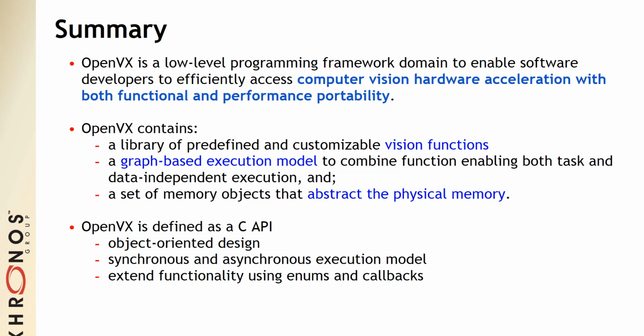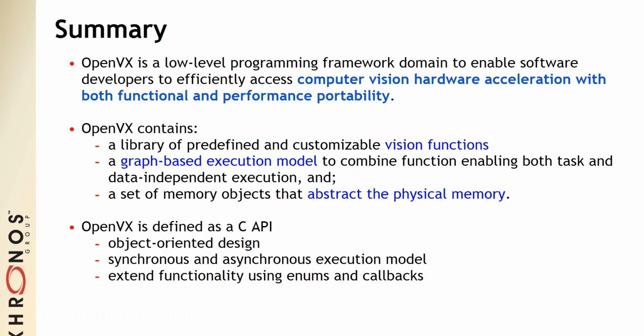And finally, the OpenVX API is designed to be object-oriented. It defines an execution model that supports both synchronous and asynchronous execution. In the example I took, I specified vxProcessGraph, which is synchronous. So you make a call, and as soon as the call ends, you know all the data output is available.